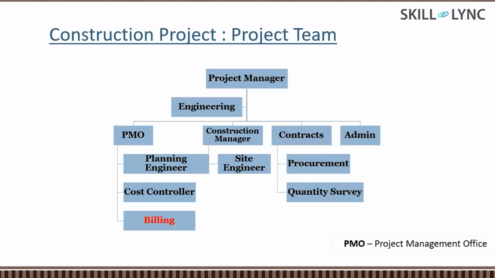Most of all, there is one department, the PMO, Project Management Office Department, that is called the brain of the project. Under this department, the planning engineer, cost controller, and billing engineer will be working. Then under the construction manager, the site engineer, quality engineer, and safety stewards will be working. There is another department, the contracts department, in which the procurement team will be procuring all the materials, services, plant and machinery, and the claims department and quantity surveyor will be working. But we have to understand what a billing engineer is and what he will be doing.